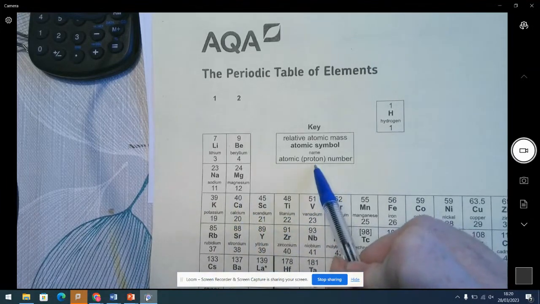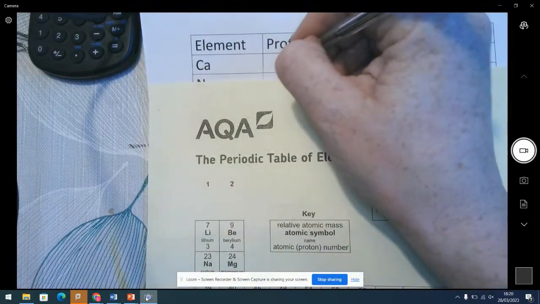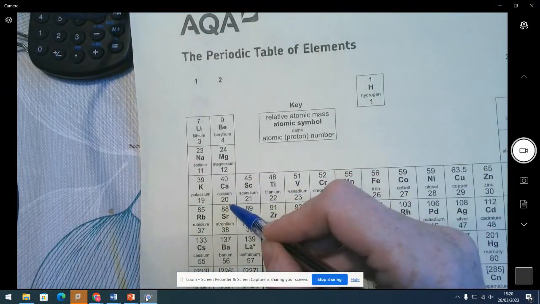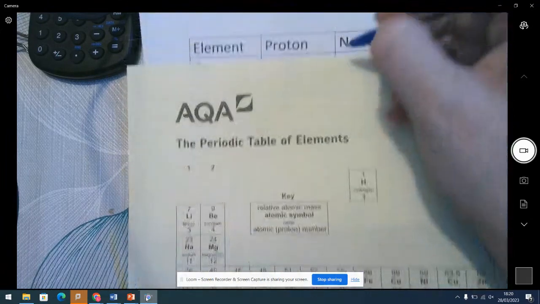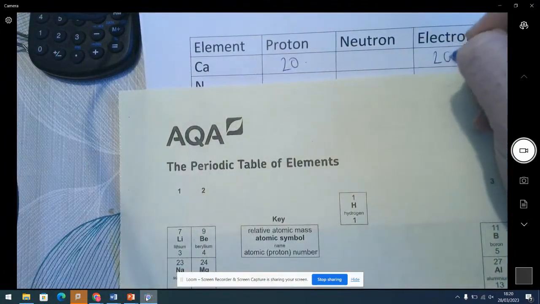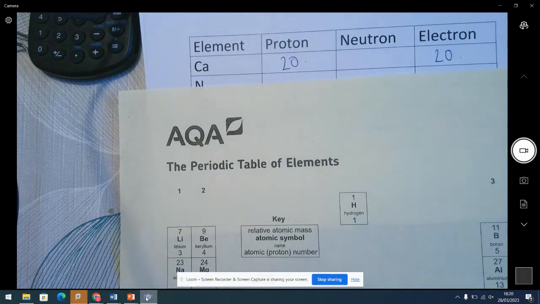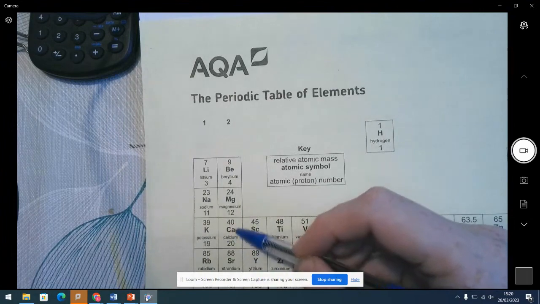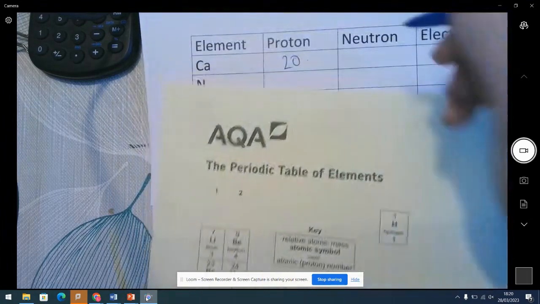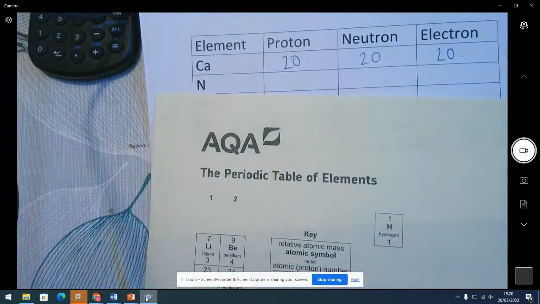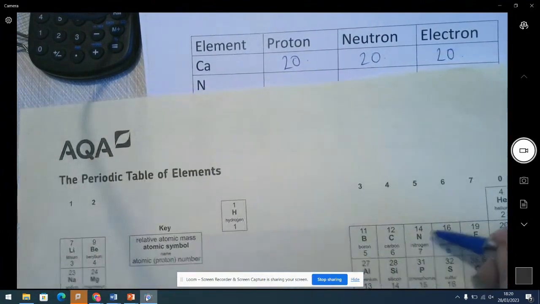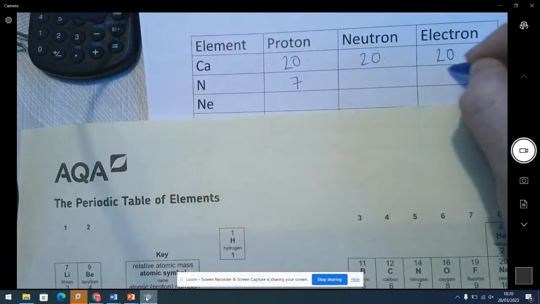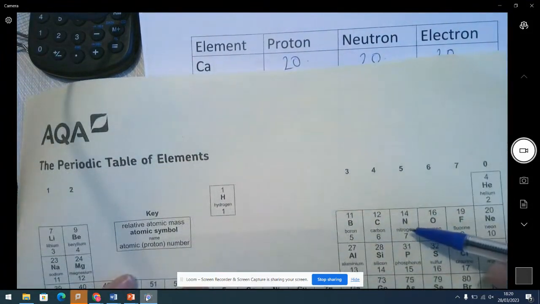What we do instead is work out the proton number. So in this case, the proton number is 20. And then we know that the positives and negatives are equal. So if I've got 20 positives, that means I've also got 20 negatives, so 20 electrons. To work out the neutron number, I work out the difference between these two numbers here, and that, of course, is 20.